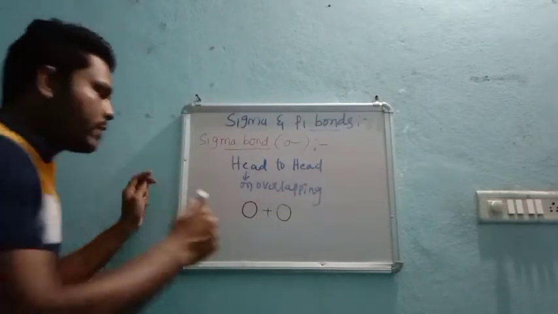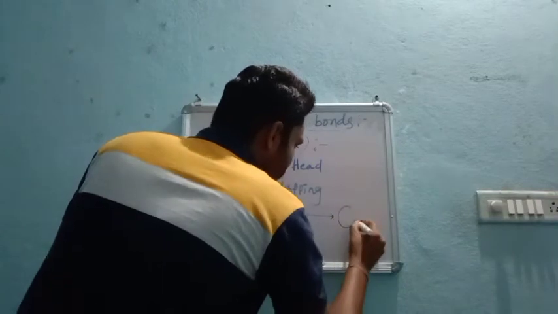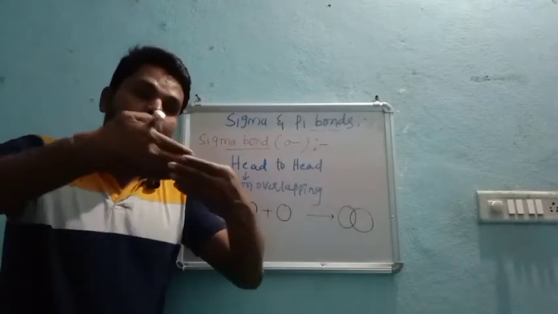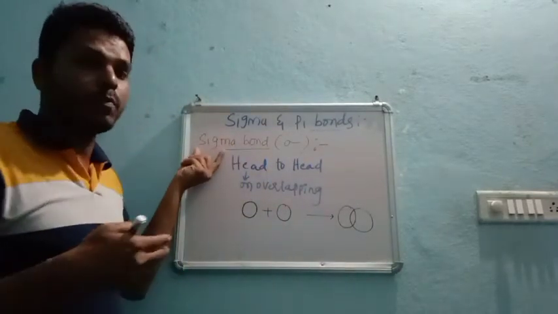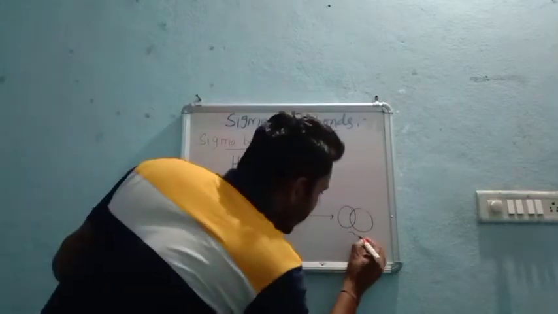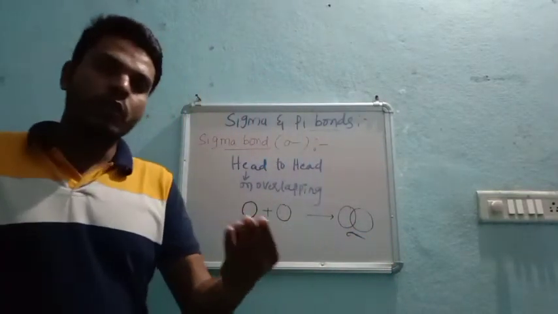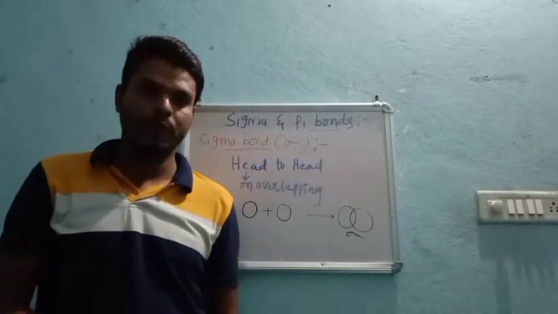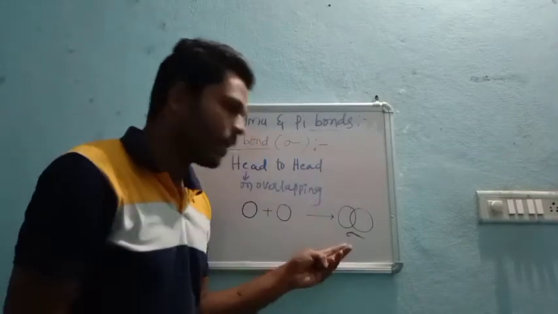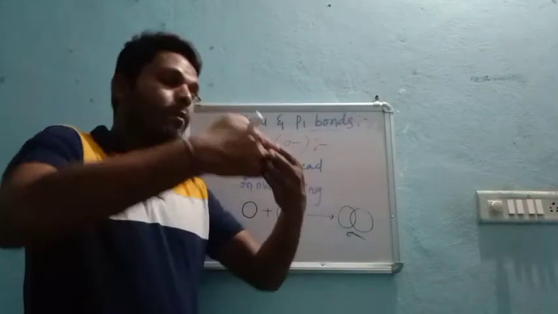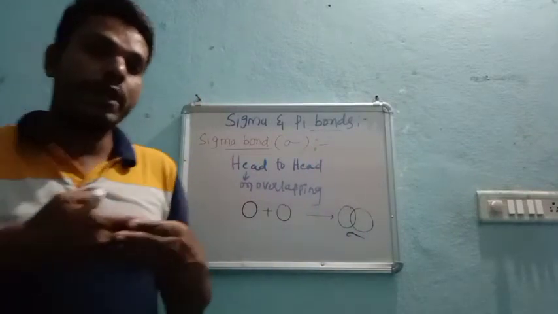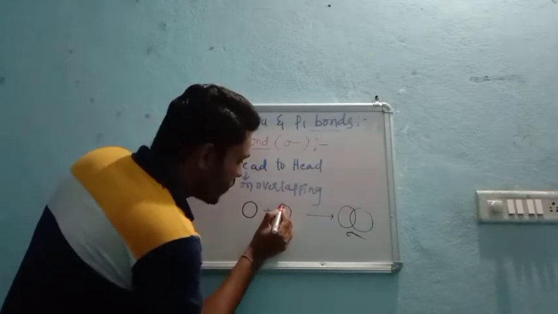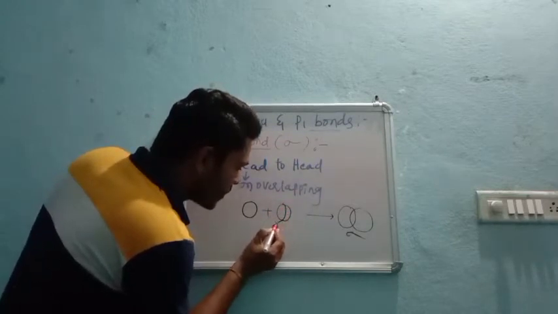If we make them overlap head to head, then the extension of overlapping will always be more in the case of a sigma bond. Extension means one orbital nearly 50% penetrates into the other. One can penetrate or extend till approximately 50%, I mean half, like this, and they overlap.